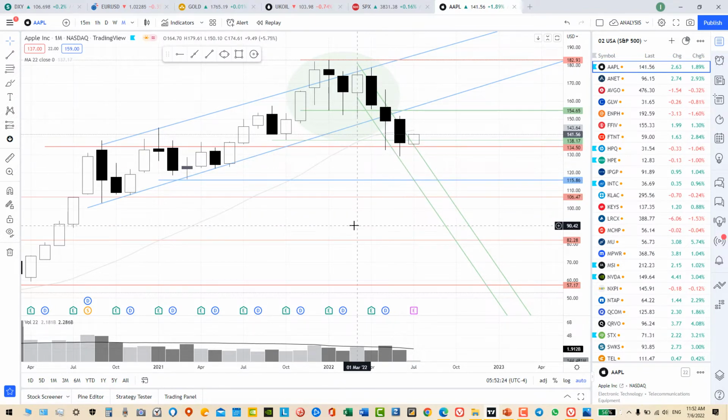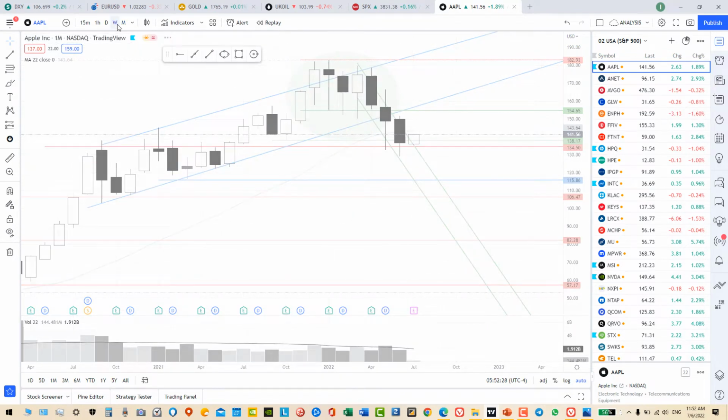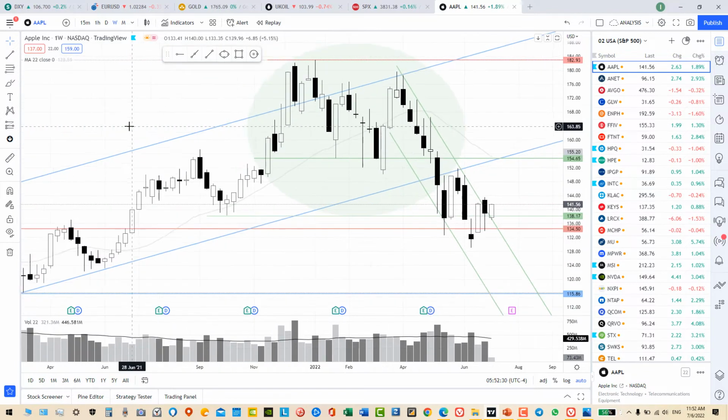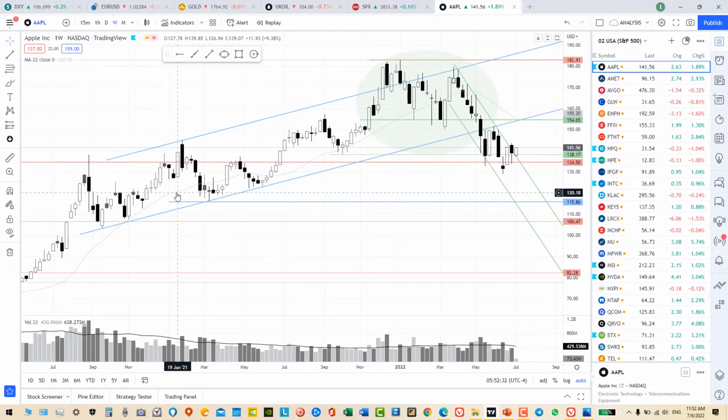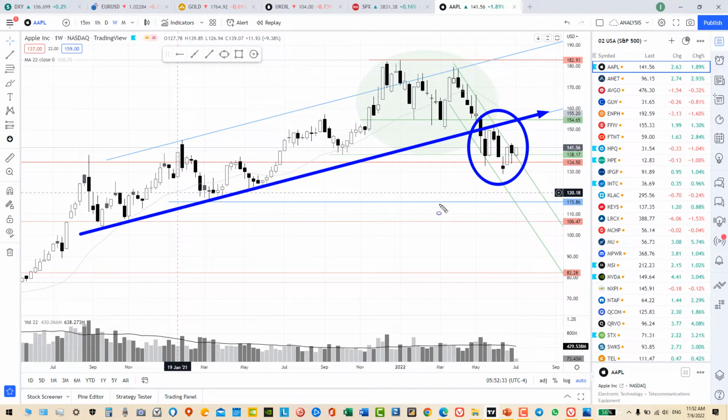Let's check the long and medium term picture over the weekly chart. Here we go. First of all, we notice that the uptrend is not valid anymore. The long-term uptrend is broken and the break is confirmed. For that reason, the channel line is also of no use over the short and medium term.